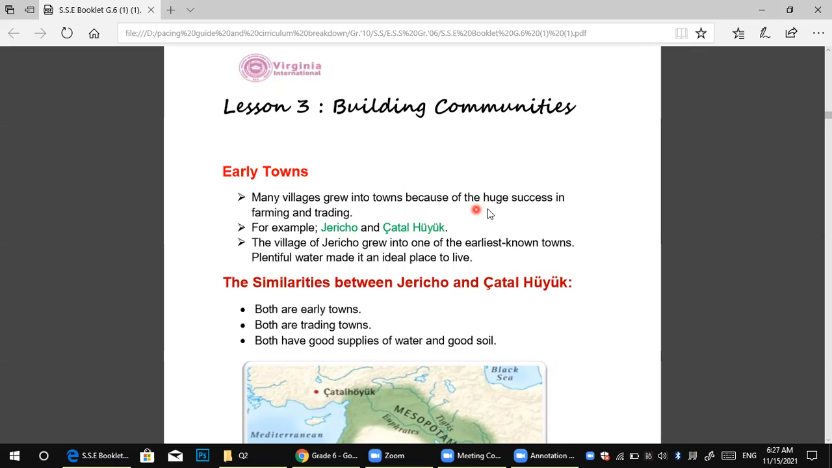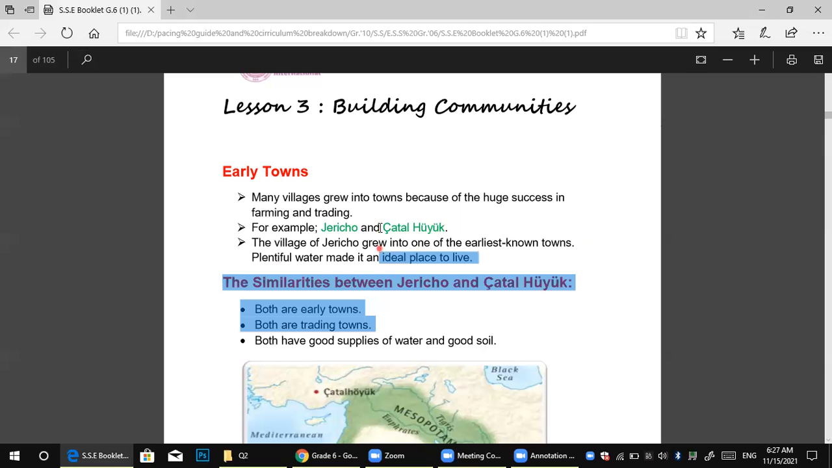Because of huge success in farming and trading, for example, Jericho and Qatar. These are two towns. The village of Jericho grew into one of the earliest known towns. Plentiful water, like a river, made it an ideal place to live. An important part that you have to know is that in Jericho they tried to improve their lifestyle from the earliest known towns. Why? Because plentiful water made it an ideal place to live.